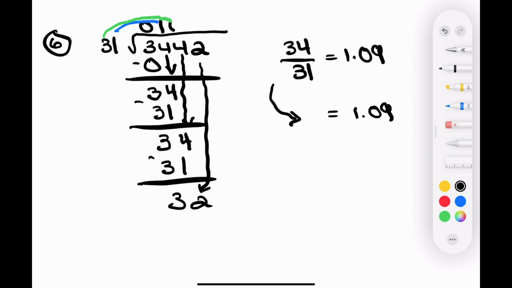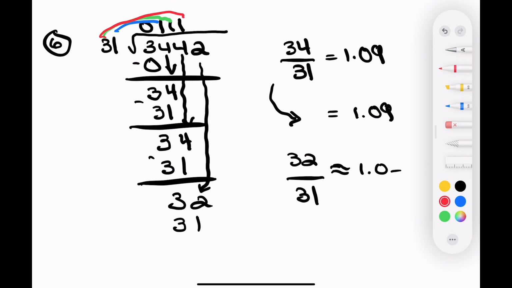And then 32 divided by 31, well, that's going to give us roughly just over 1.0. So it's going to be 1.0 something. And that's just going to be just over 1, so we put another 1 in our quotient. And then now when we multiply 31 by the last one, we get 31 as our drop. We subtract the 2, which leaves us with 1.